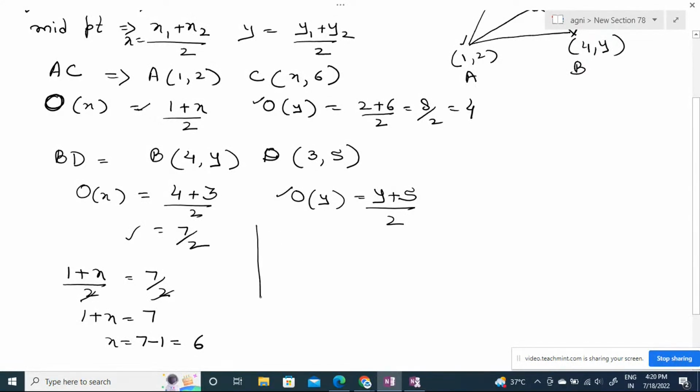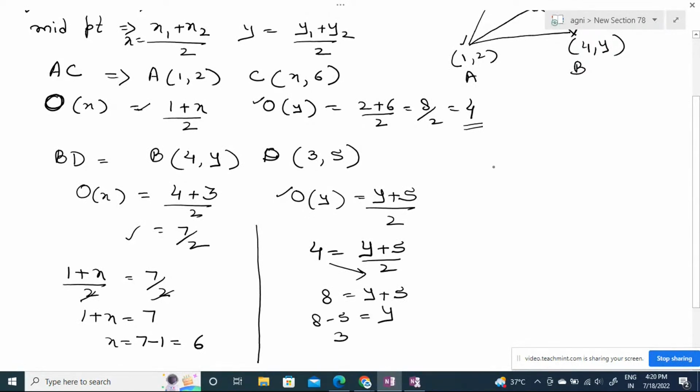Similarly, 4 is equal to (y plus 5) by 2. Now we cross multiply: 8 is equal to y plus 5. So the value of y is 8 minus 5, that is 3. So the value of x is 6 and the value of y is 3. In this way we perform this question.